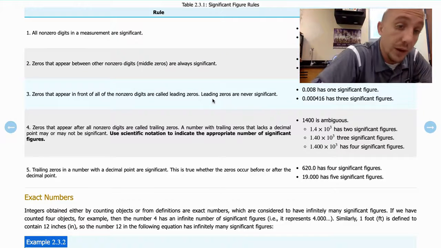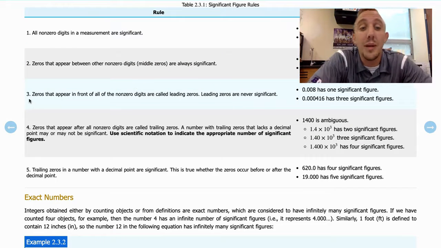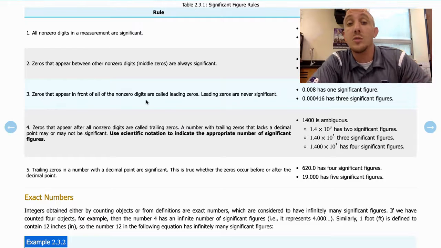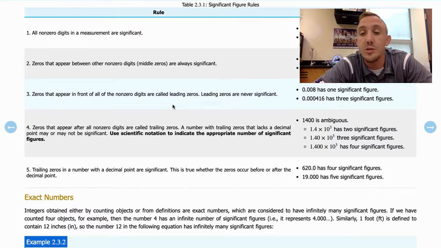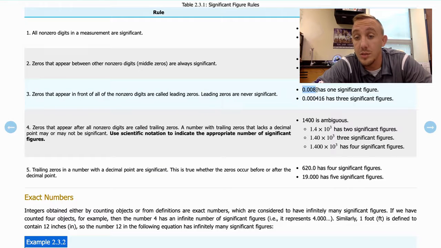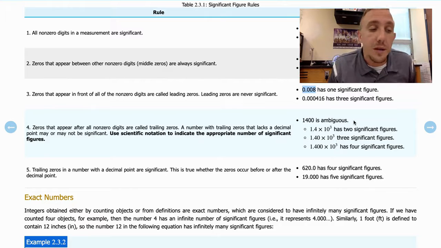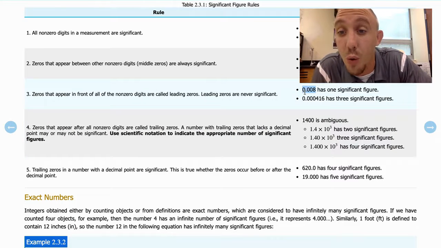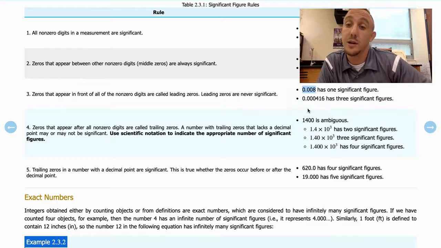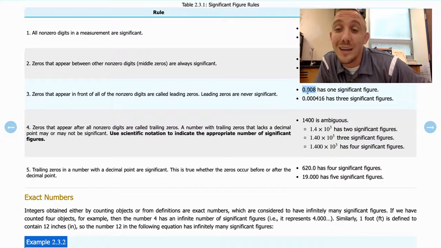Rule number 3, zeros that appear in front of all non-zero digits are called leading zeros. Leading zeros are never significant. So if you look, I have 0.008. Well, a leading 0 is always going to be a number that's less than 1, and the number is always going to start with a 0 point. So if you look, these are leading your first non-zero number, which is 8.